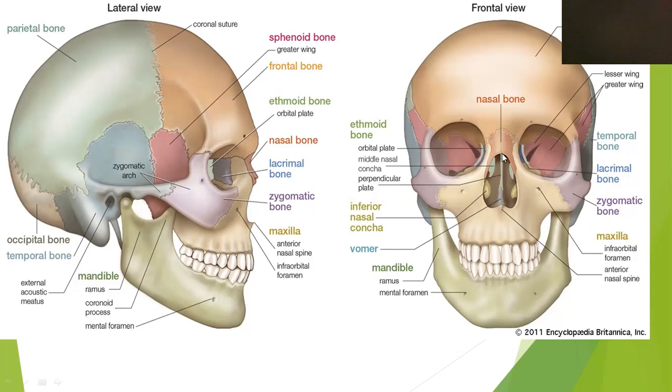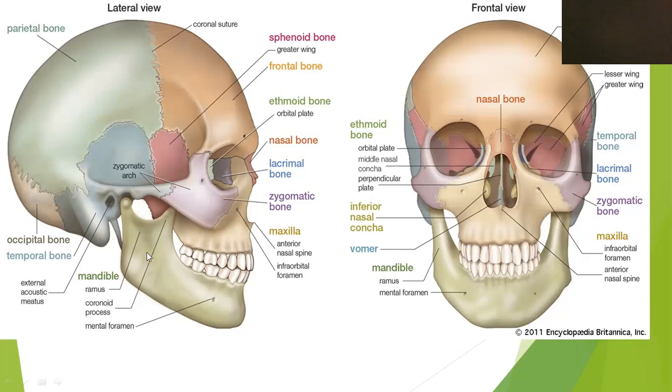See here we can see the nasal septum. The posterior part of the nasal septum is formed by a bone known as the vomer bone. Vomer bone. Then the lower jaw is formed by the mandible. So these are the unpaired bones. What are the unpaired bones?